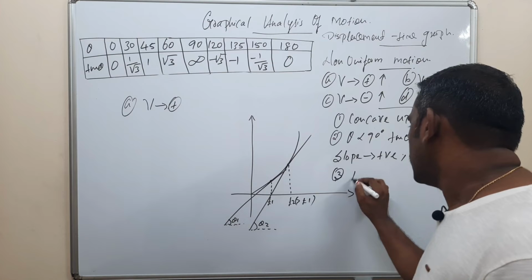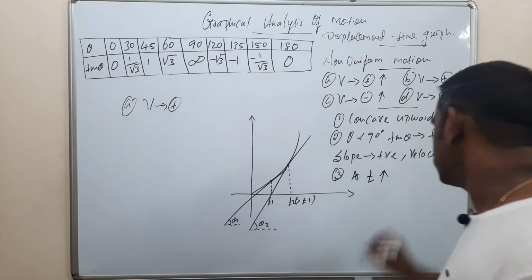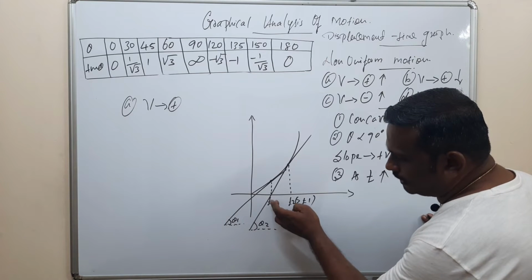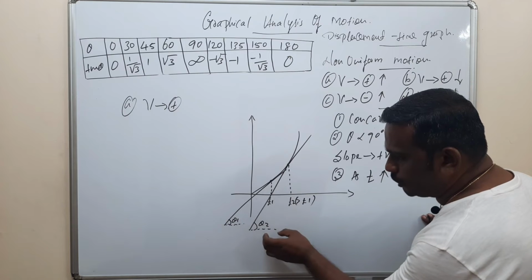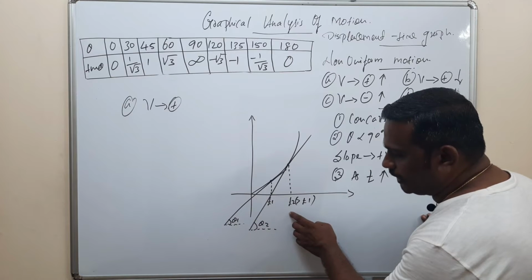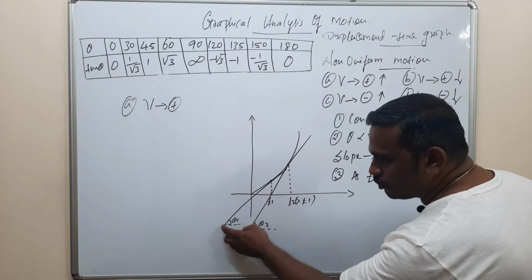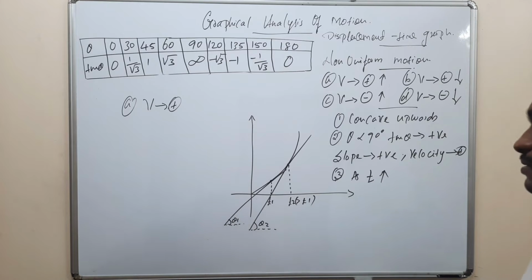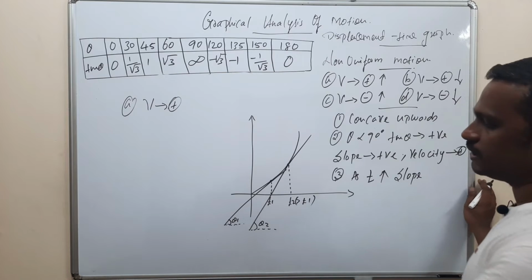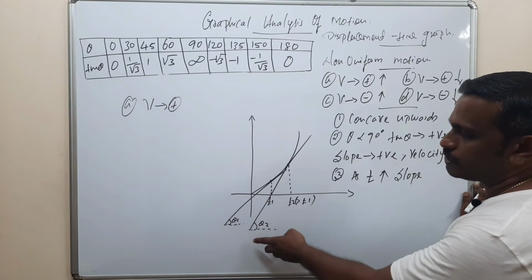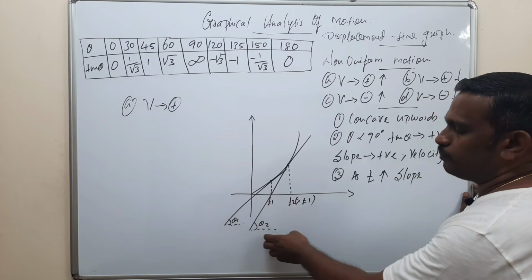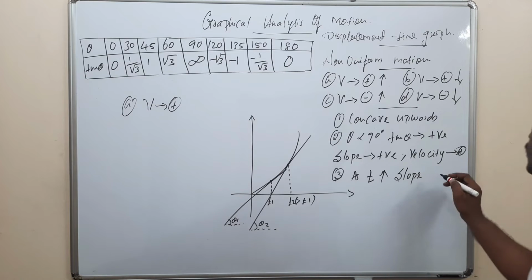Third point, as time increases, you observe the slope at the points for time t1 and t2. The slope of the tangent at t2 is greater than the slope of the tangent at t1. As time increases, the slope increases. The slope of the tangent at t1 is less than the slope of the tangent at t2.